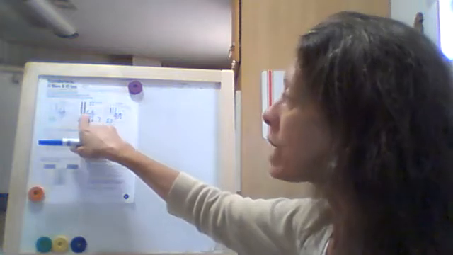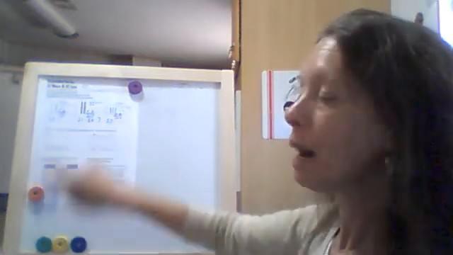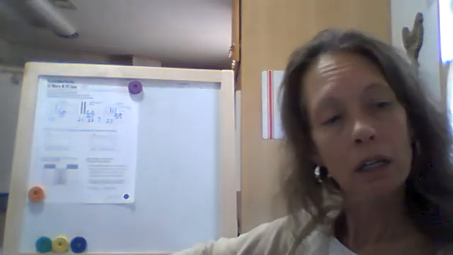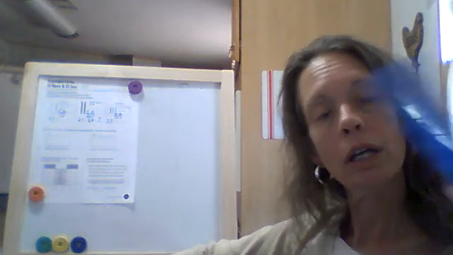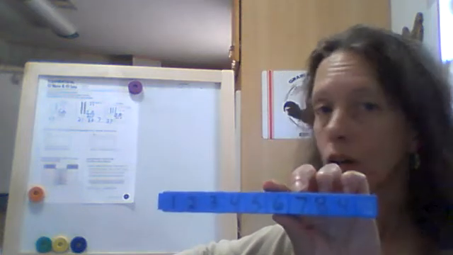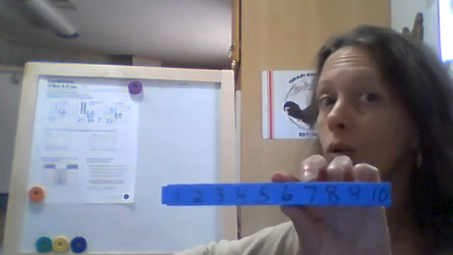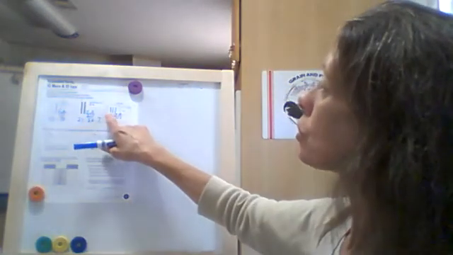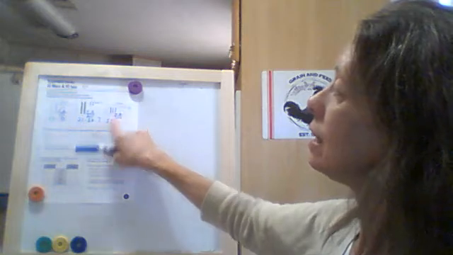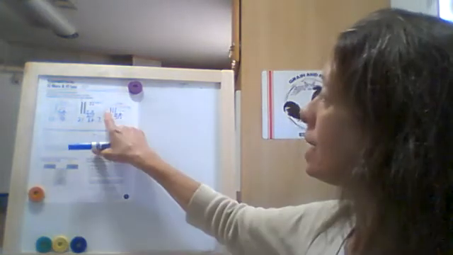If 2 sticks is 20, how much is 1 stick? Well, let's look. How much is 1 stick? Don't count it. You know. 1 stick is 10. Now I've got 10. If I have 3 sticks, how many do I have? Let's count by 10s. 10, 20, 30. 30.